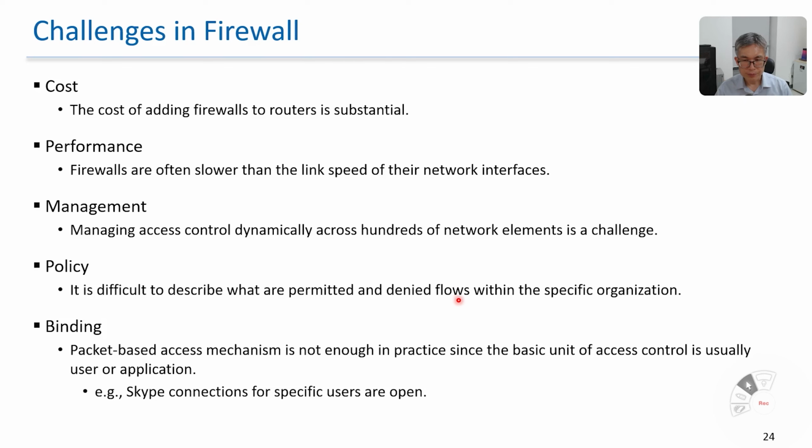Pros. Within specific domains, according to certain users or IP addresses, a policy can be specified as permitted or denied. And the binding, a packet-based access mechanism is not enough in practice, since the basic unit of access control is usually the user or application level. For example, with the proprietary protocol Skype, connections for specific users are open. So in that case, a simple firewall cannot handle this.